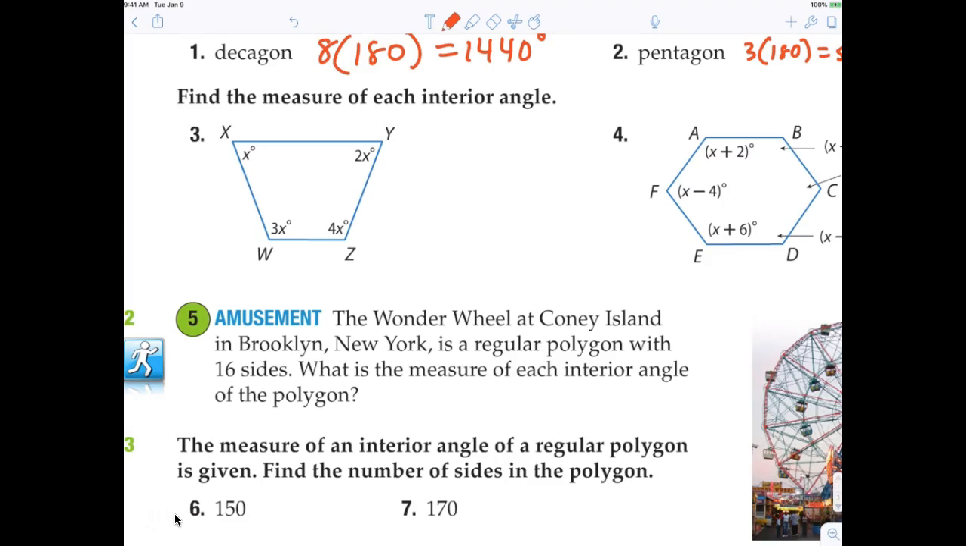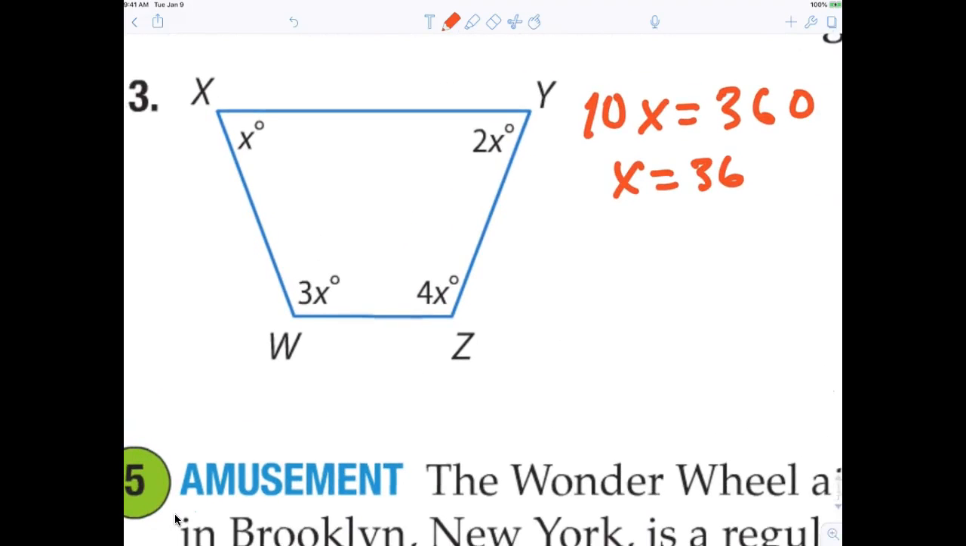All right, so if you're writing your equation here, you would simply say that 10x is equal to 360. So in this case, x is 36. Now it does say find the measure of each angle. So now we have to come in here and say that's 36 degrees, 72 degrees, 144 degrees, and 108 degrees. Those are the 4 angles. So everybody agree with me? That's very easy.